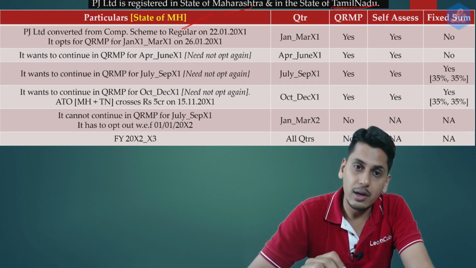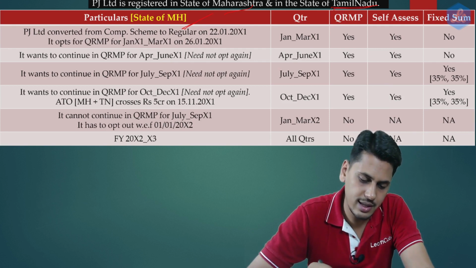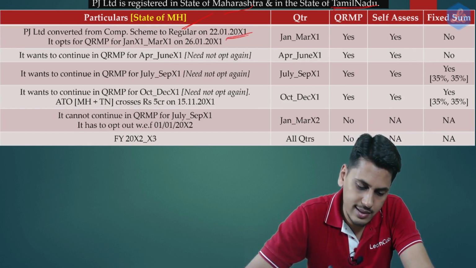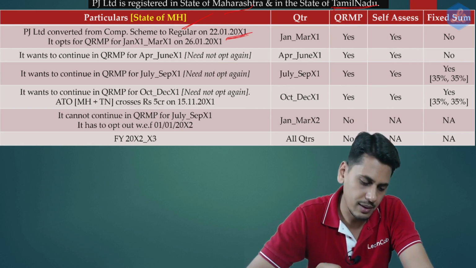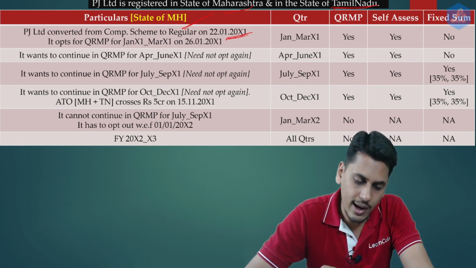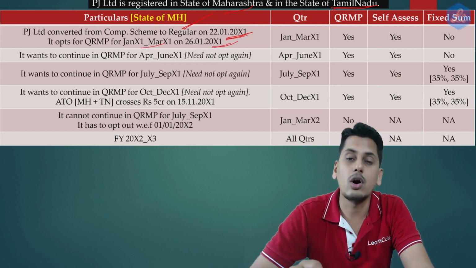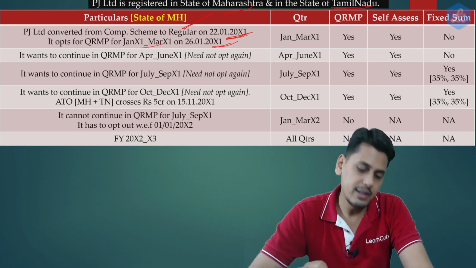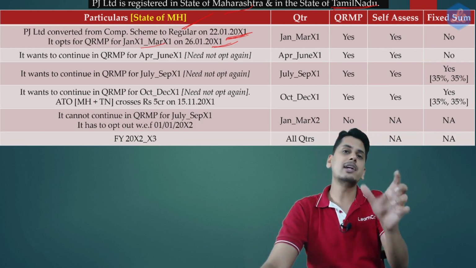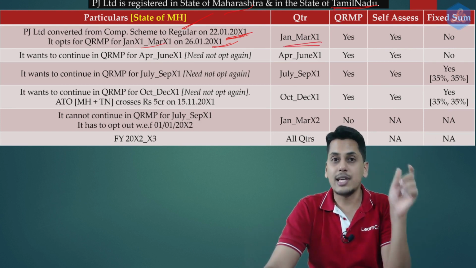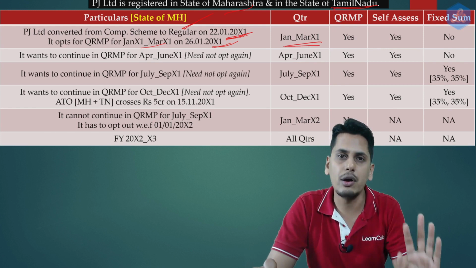PJ Limited converted from composition scheme to the regular scheme on 22nd of January. It wants to opt for the QRMP scheme for the quarter Jan to March on 26th of January. So now friends, point number 1, what is the window which is available for the QRMP scheme for the quarter Jan to March? For Jan to March, the window closes by 31st of Jan.